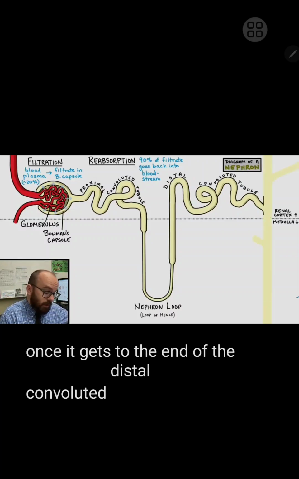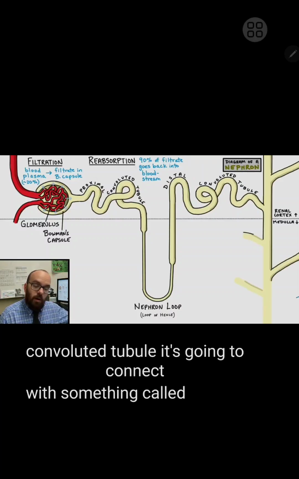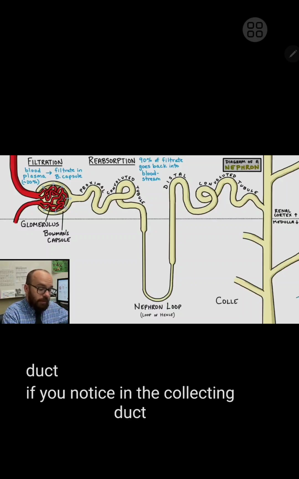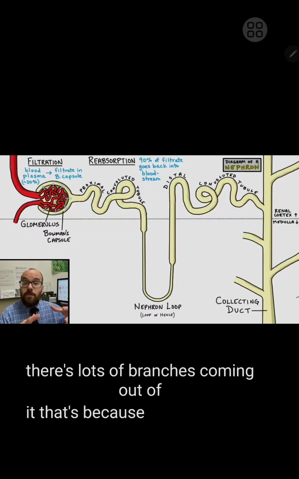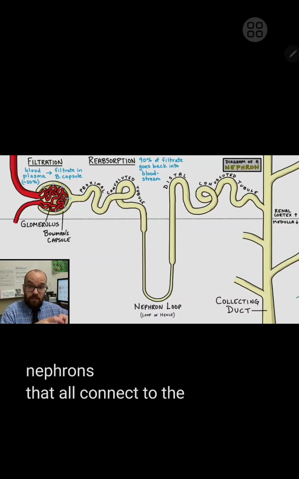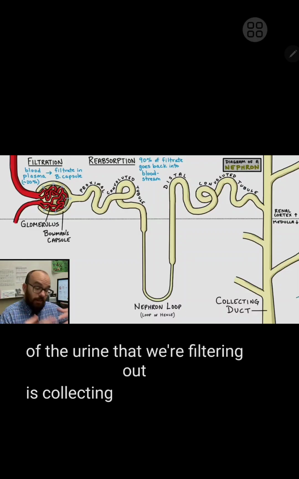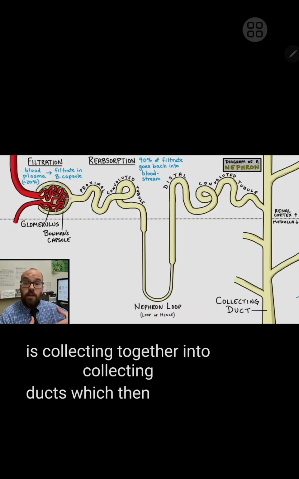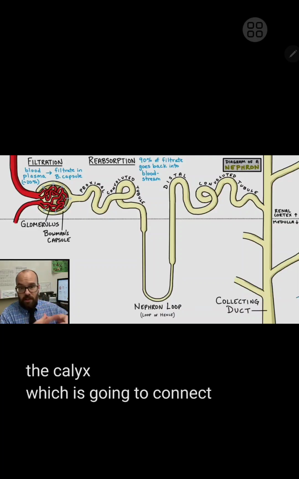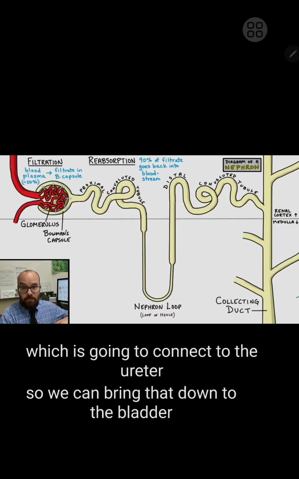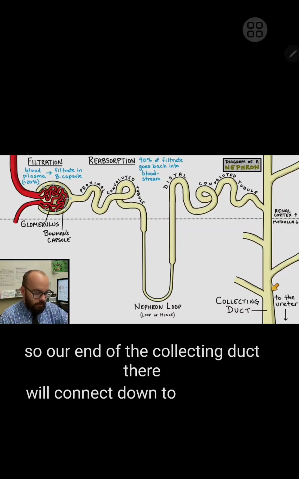Once it gets to the end of the distal convoluted tubule, it's going to connect with something called the collecting duct. If you notice in the collecting duct, there's lots of branches coming out of it. That's because there's lots of nephrons that all connect to the same collecting duct. But the big idea here is that all of the urine that we're filtering out is collecting together into collecting ducts, which then join together to form the calyx, which is going to connect to the ureter so we can bring that down to the bladder. So the end of the collecting duct there will connect down to the ureter.